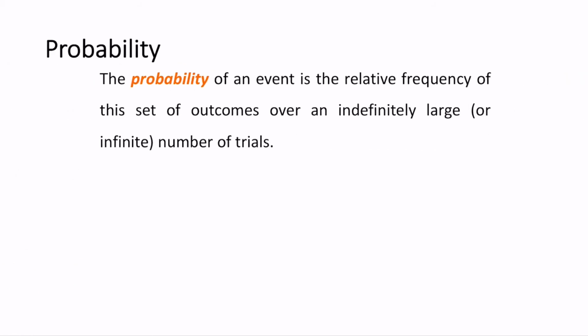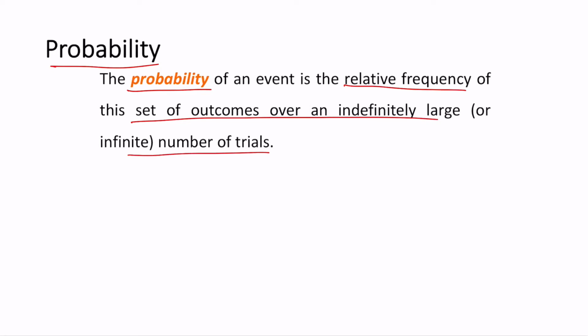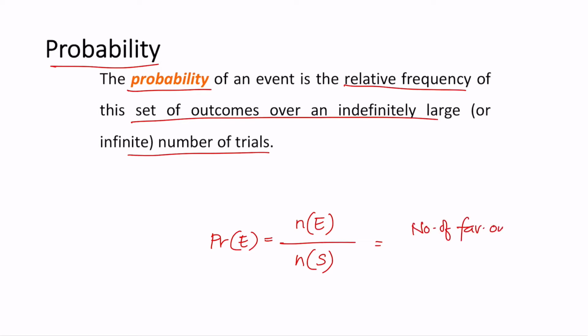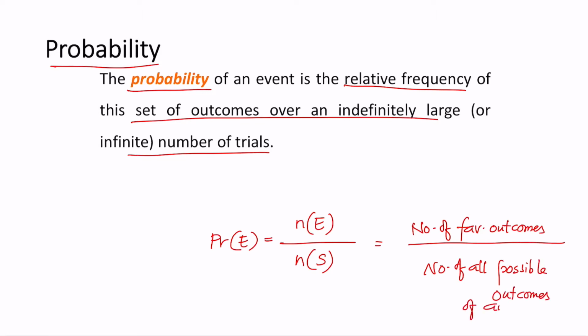Now, let's define probability itself. The probability is the relative frequency of the set of outcomes over an indefinitely large number of trials. To simplify the definition, the probability of an event is the total number of favorable outcomes divided by the total number of outcomes. So the number of favorable outcomes over the number of all possible outcomes of an event.